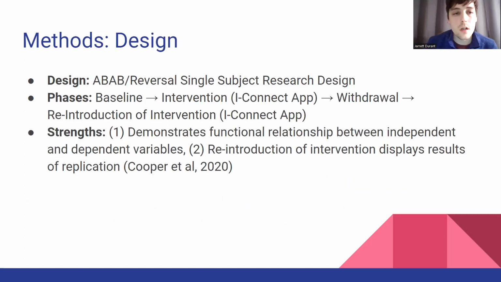So the design of our replication was the ABAB reversal single subject research design, which proceeded through starting with baseline, intervention, which was our iConnect app, withdrawal, and then the reintroduction of that iConnect app. Strengths of this would be that it demonstrates functional relationship between the independent and dependent variables, and then the reintroduction of the intervention displays results of replication.